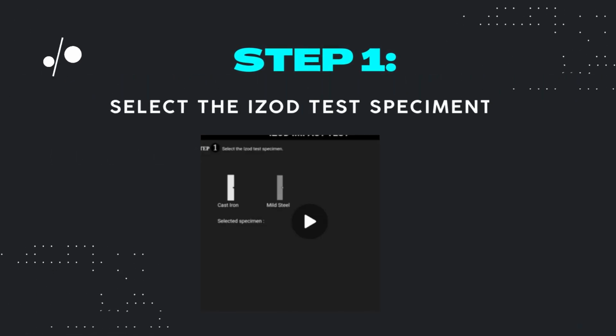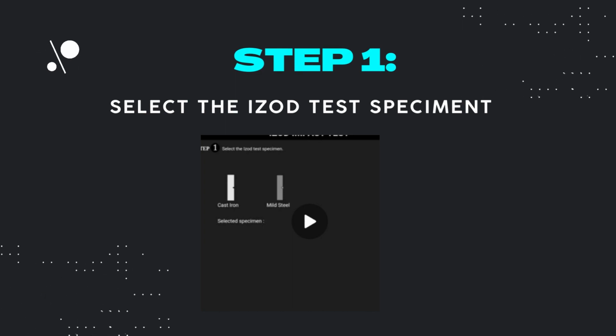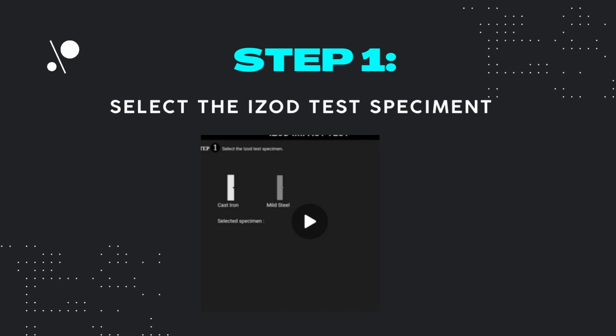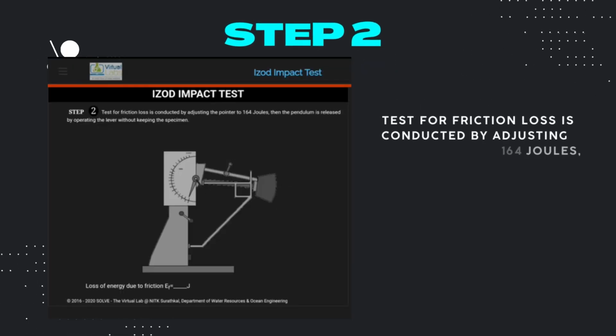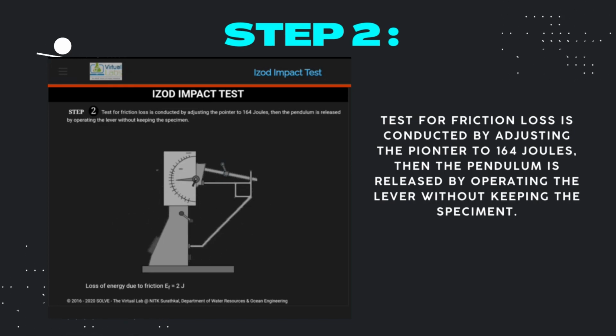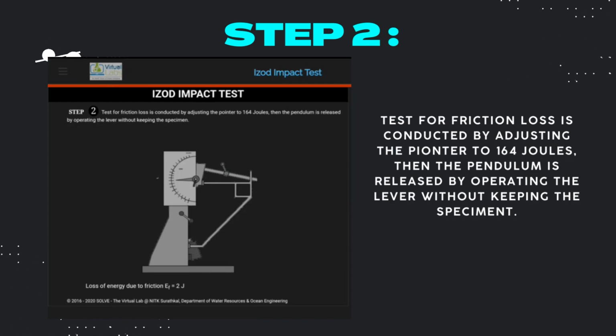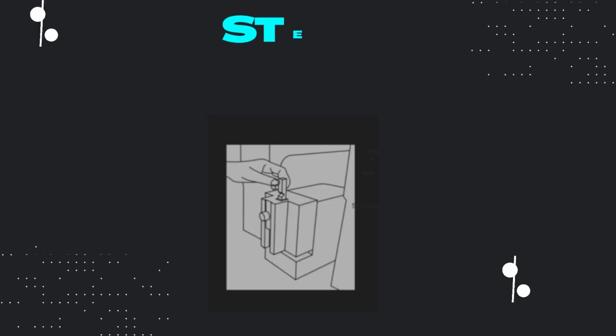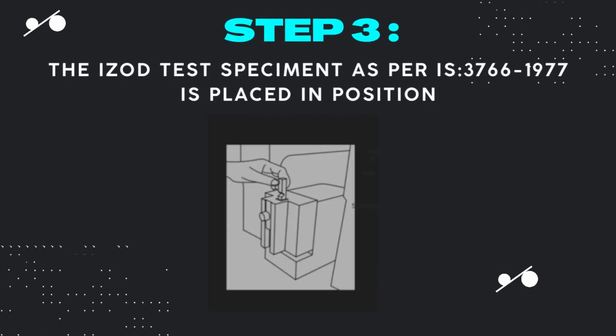First, we have to choose the Izod test specimen. First one we use is cast iron. After that, we test the machine for friction loss by adjusting the pointer to 164 joule. Then the pendulum is released by operating the lever without keeping the specimen. After that, we put the specimen in position.